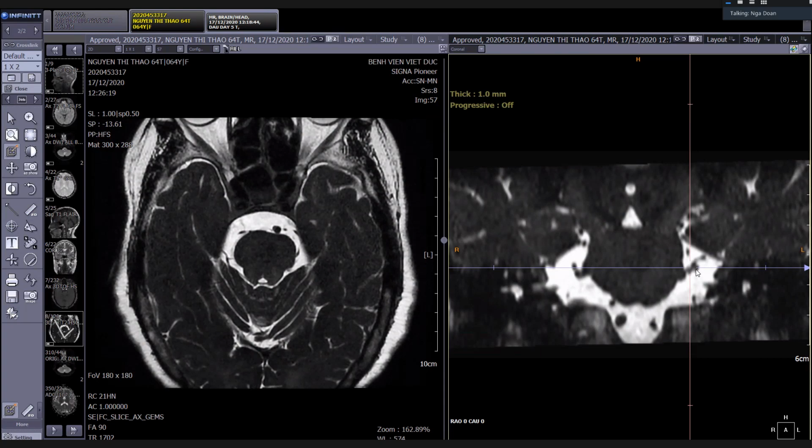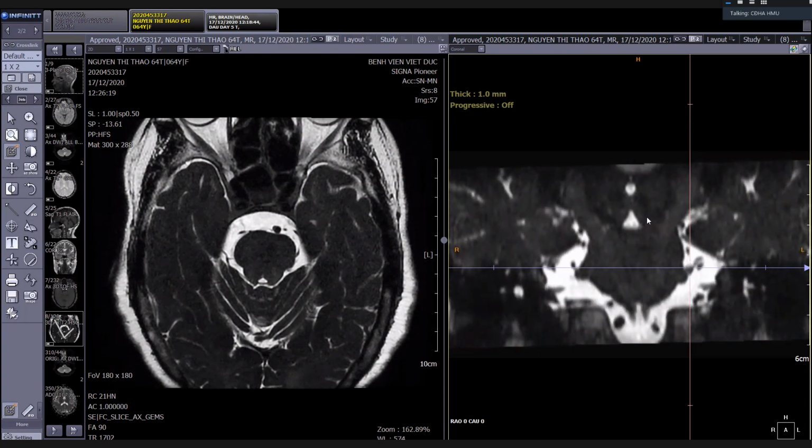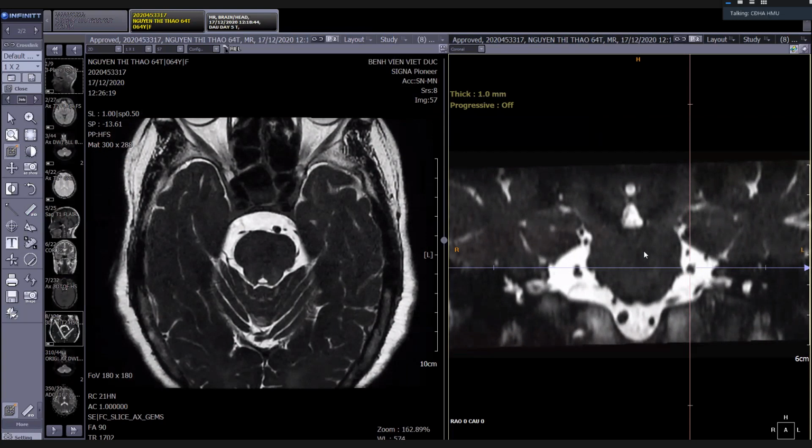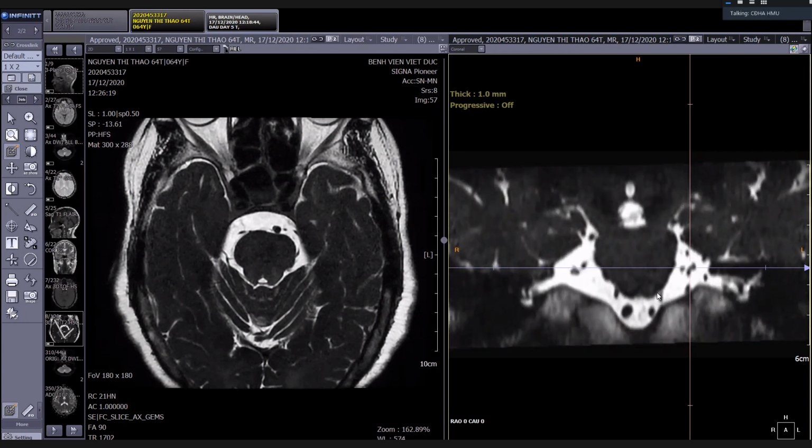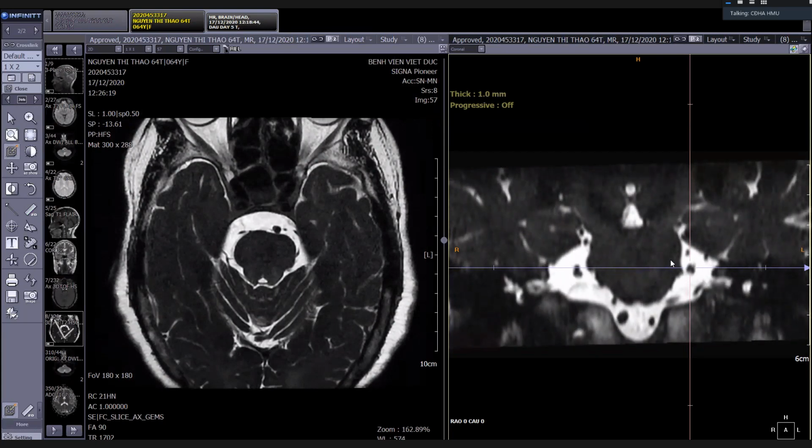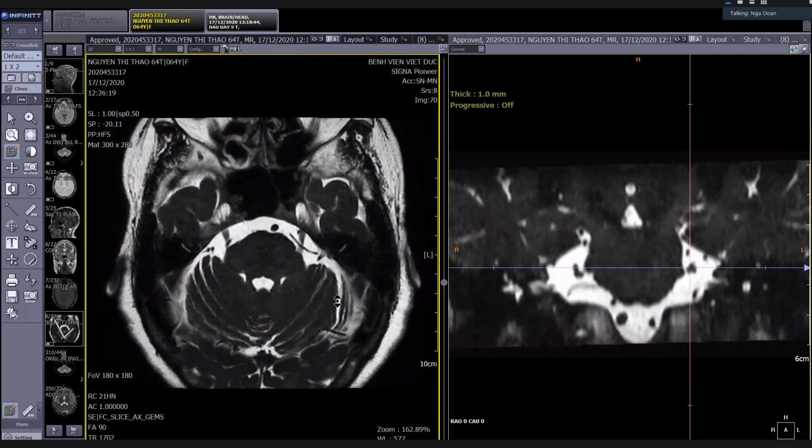So what kind of abnormality is here? Is this bending, grooving, or stretching? Grooving. Can you use the arrow? Show us. Please use the arrow. Yeah, this one. Okay, so this one maybe. And how about on the coronal plane?